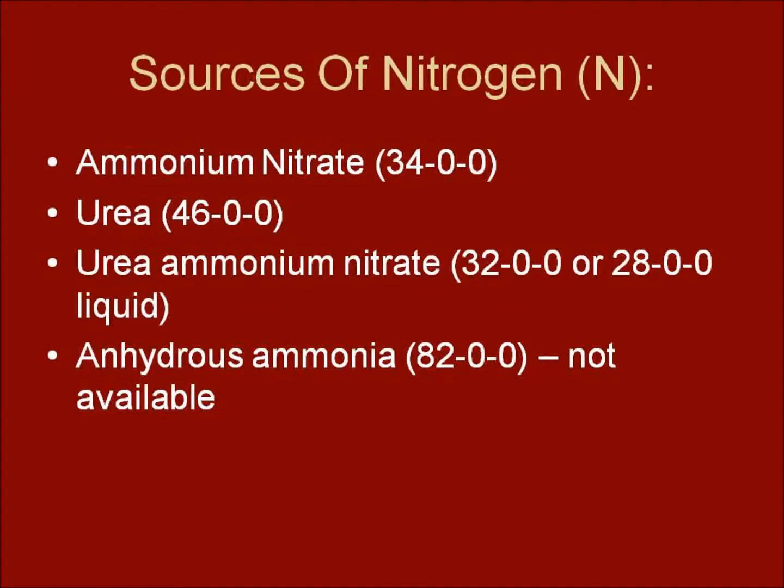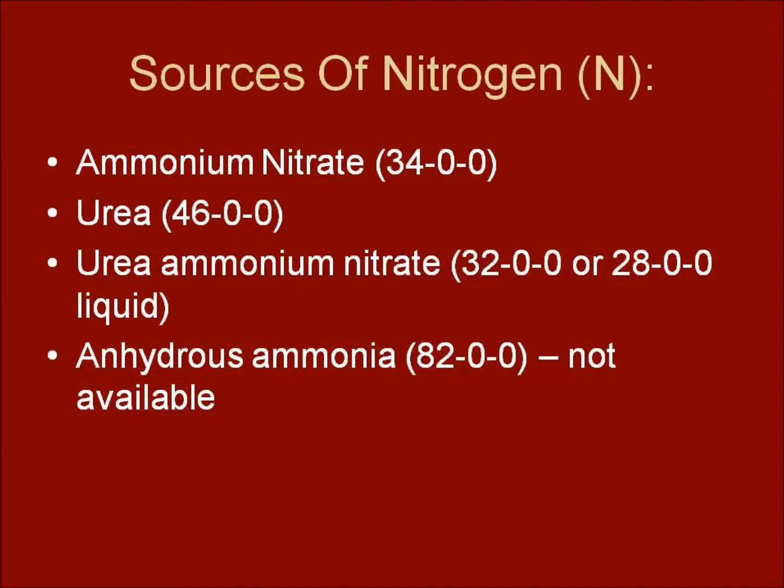Now, let's talk about the nutrients that are needed to grow that grass. The first one is nitrogen, or N. Have here listed on this slide some different forms that nitrogen comes in. The first one is ammonium nitrate, which is 34-0-0. That means in a 50-pound bag of fertilizer, 34% of that is actual nitrogen. Another one is urea, which is 46-0-0, and then urea ammonium nitrate in liquid form at 32% or 28%.